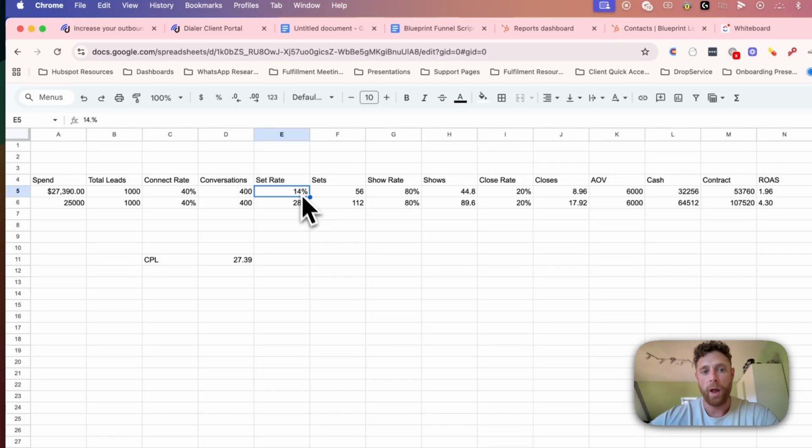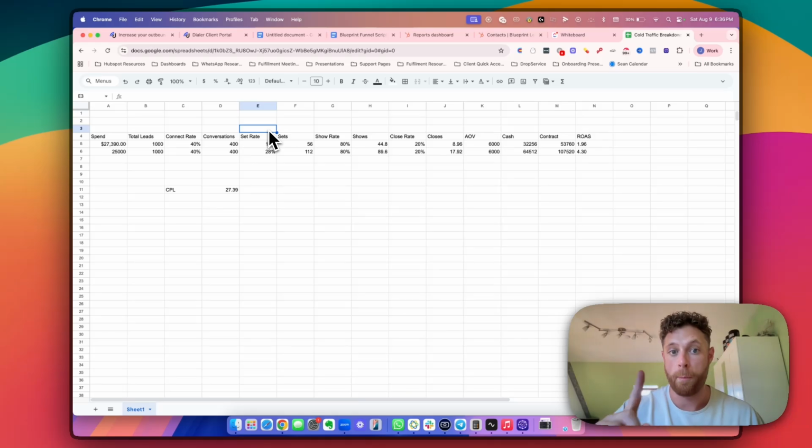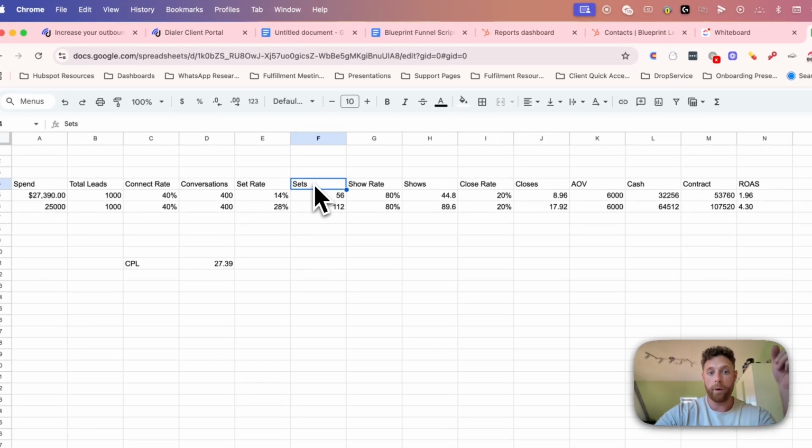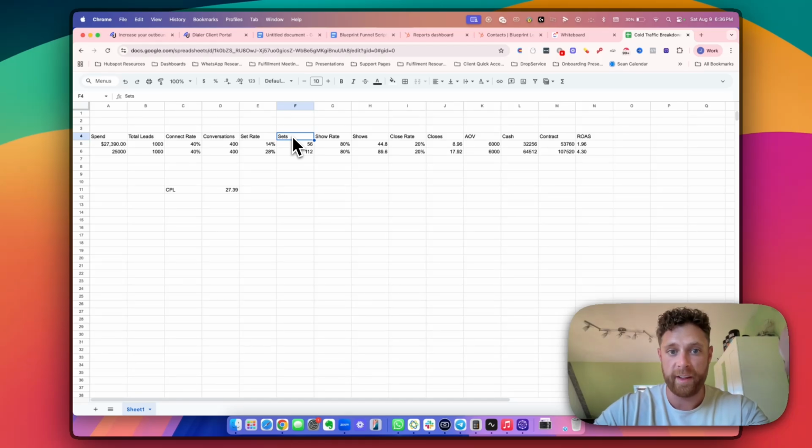Out of that, we had an initial set rate of 14%. I'm going to talk about that number in a moment. That would mean we have 56 sets. We have about an 80% show rate, which is pretty good, and then we have roughly 44.8 shows. With a 20% close rate, that's 8.96 closes.